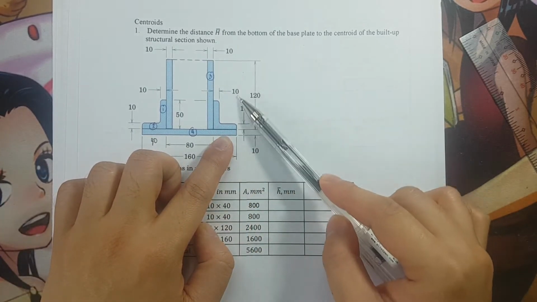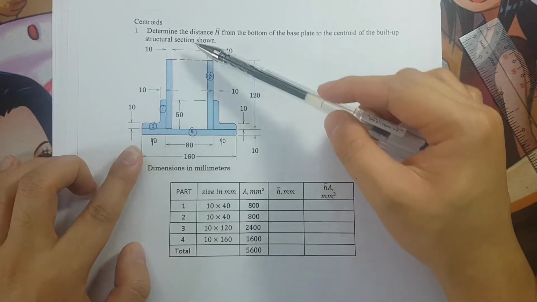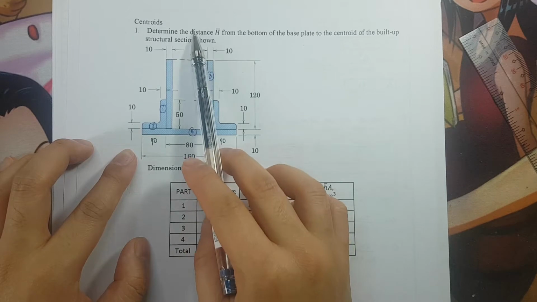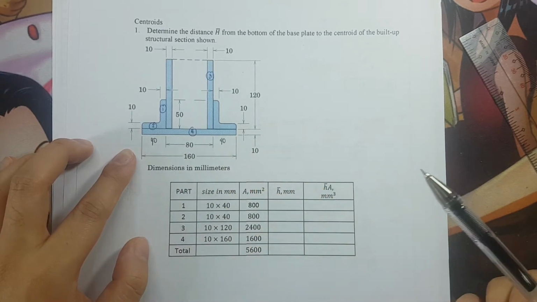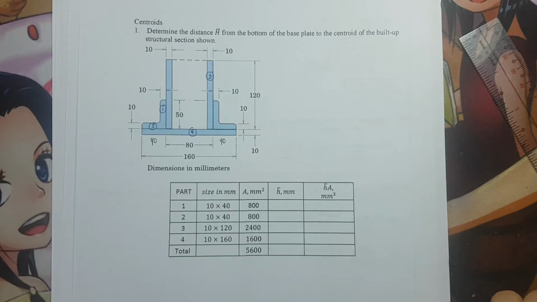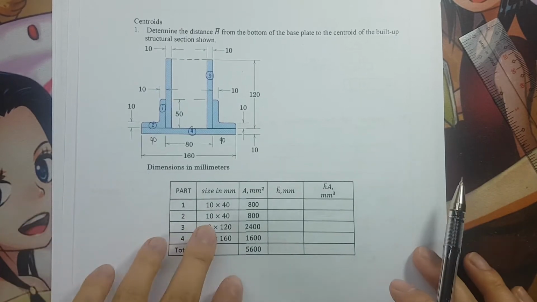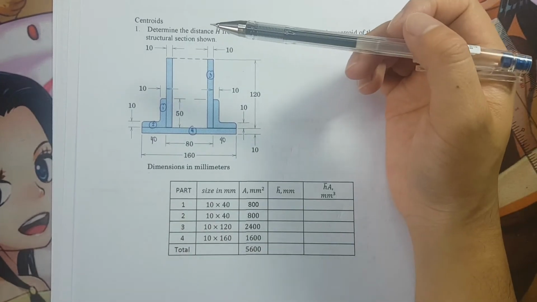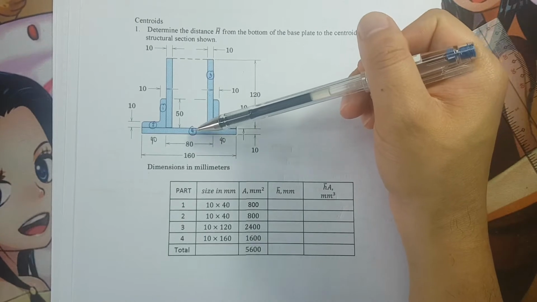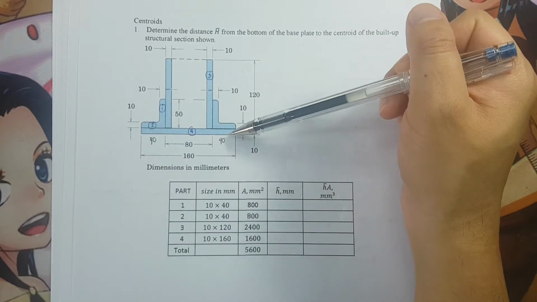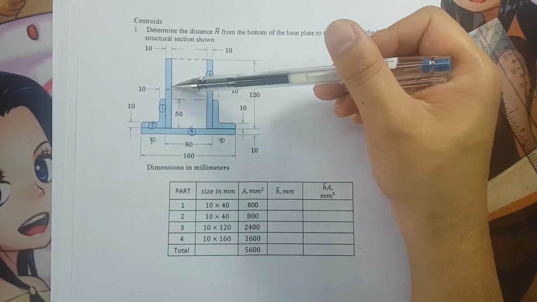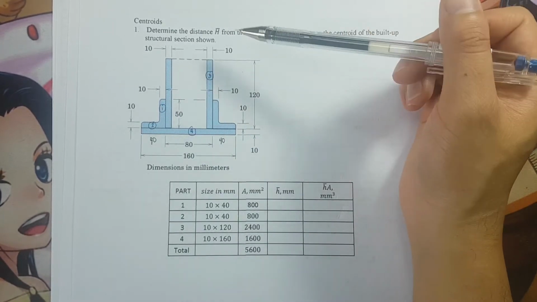We need to determine our distance y. The centroidal y-axis, of course, is at the center, so it is located here by observation. So we need to determine h bar, and that h bar is the y distance. What I'm going to do, this is identical, and this one is alone. So we're going to combine the identical.